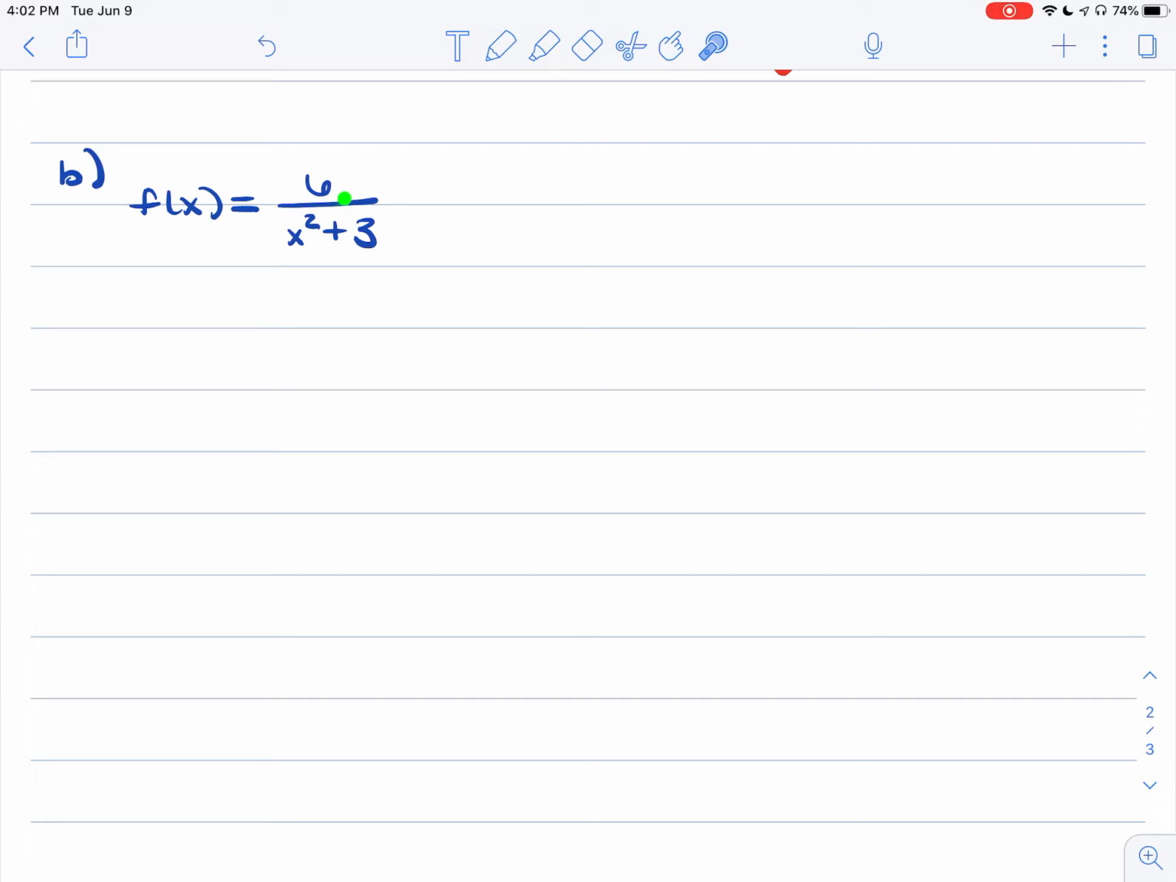Since we just have a constant in the numerator and not a variable, we could just rewrite this as 6 times the quantity x squared plus 3 all raised to the power of -1, and then it would become a chain rule problem. So I'm going to go about it this way and just use chain rule instead of quotient rule, but you could just as easily go quotient rule if you prefer.